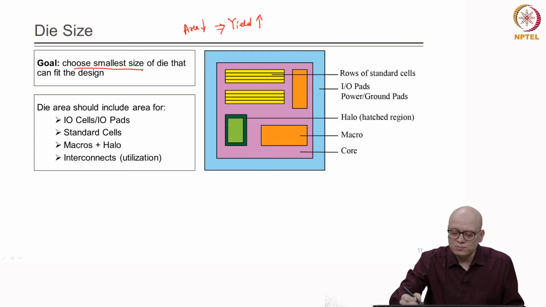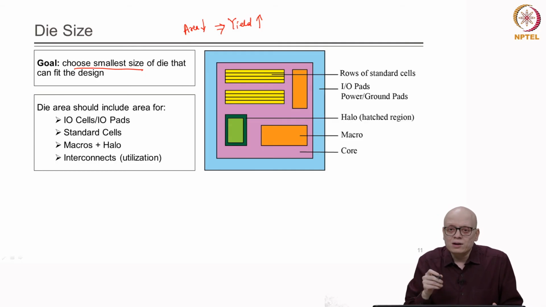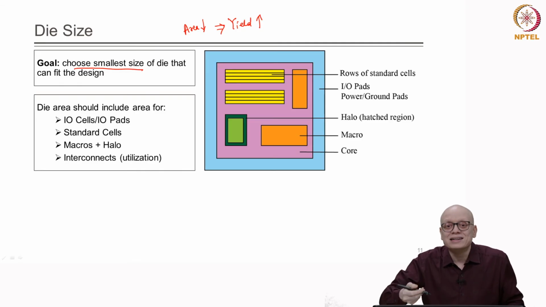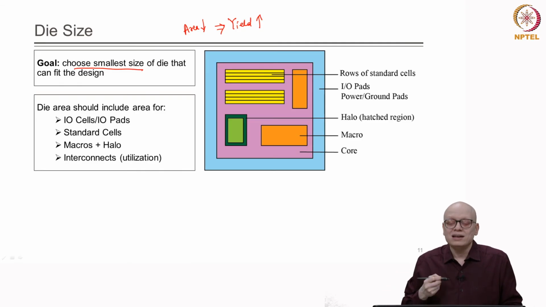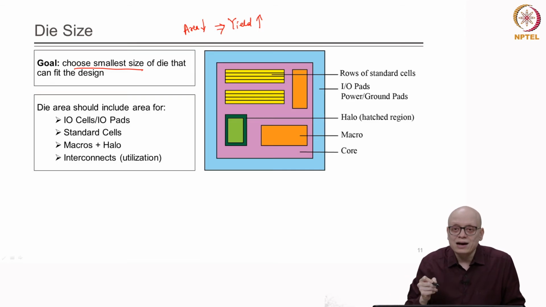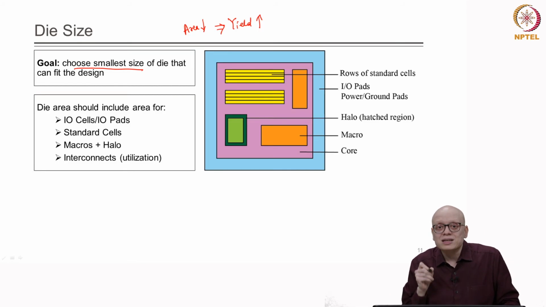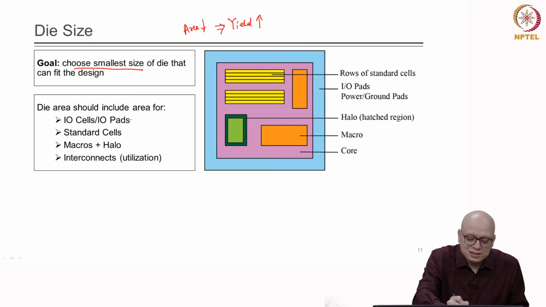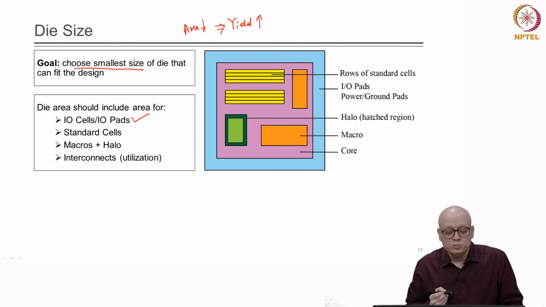In this figure I am showing a very simple kind of layout. Do not take it as a typical layout, but a simple layout in which I am showing various components that can be there on our layout. The components that can be on our layout and for which we must allocate space on the die, the first is the IO cells or input output cells, or IO pads, as they are also called.